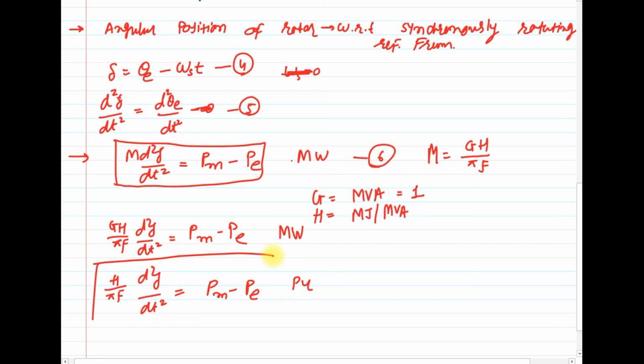So this is the final equation. You can consider any of these, equation number 6 or 7, as a swing equation, which shows the relation of rotor dynamics and power generation. Clear? I hope you are clear up to this. In next session we will see the classification of power system stability.